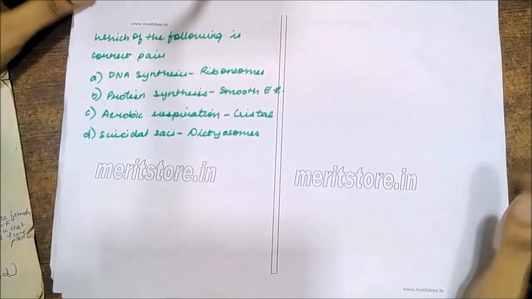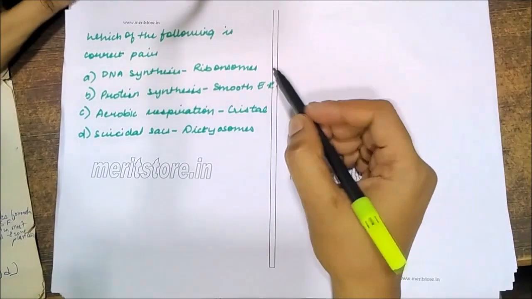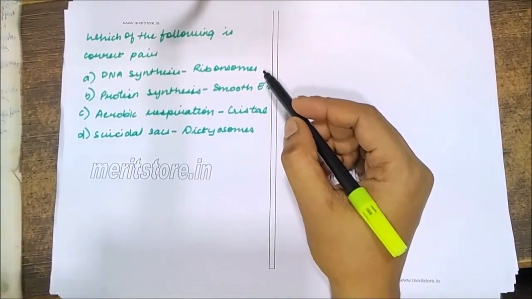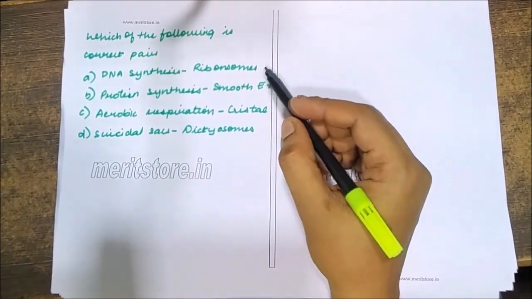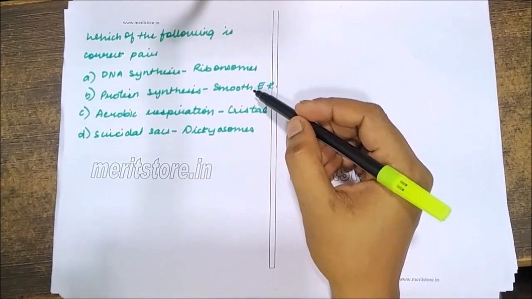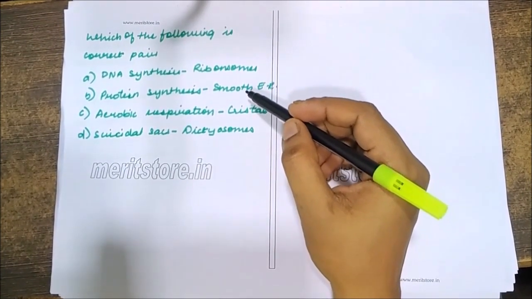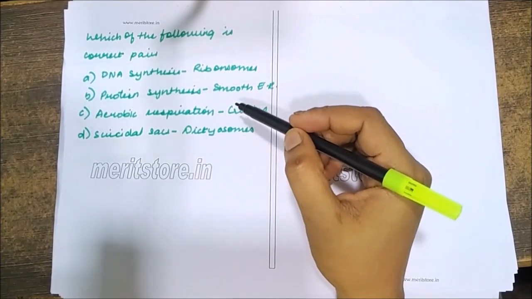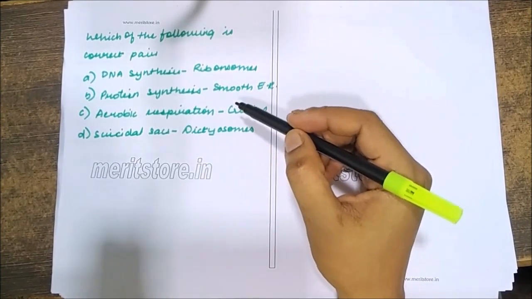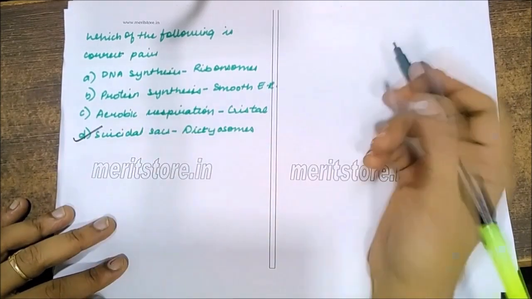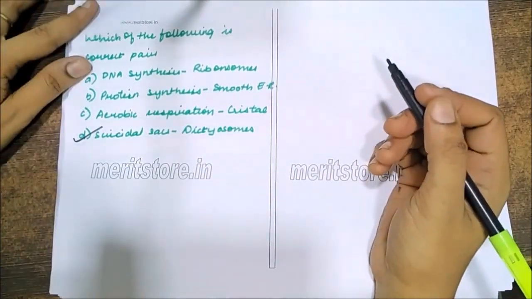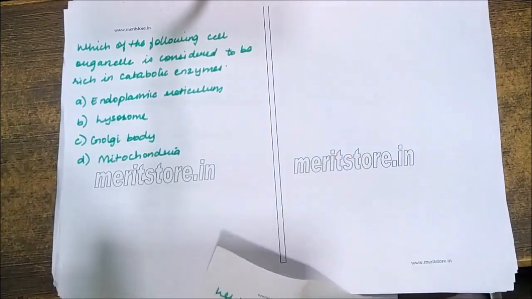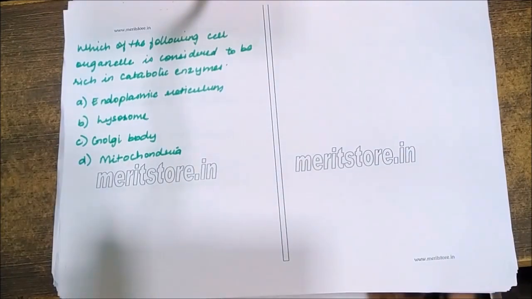Which of the following is the correct pair? DNA synthesis in ribosomes, protein synthesis in smooth endoplasmic reticulum, aerobic respiration in cristae, suicidal sacs dictyosomes. This is the correct option. Alright. Which of the following cell organelles is considered to be rich in catabolic enzymes?